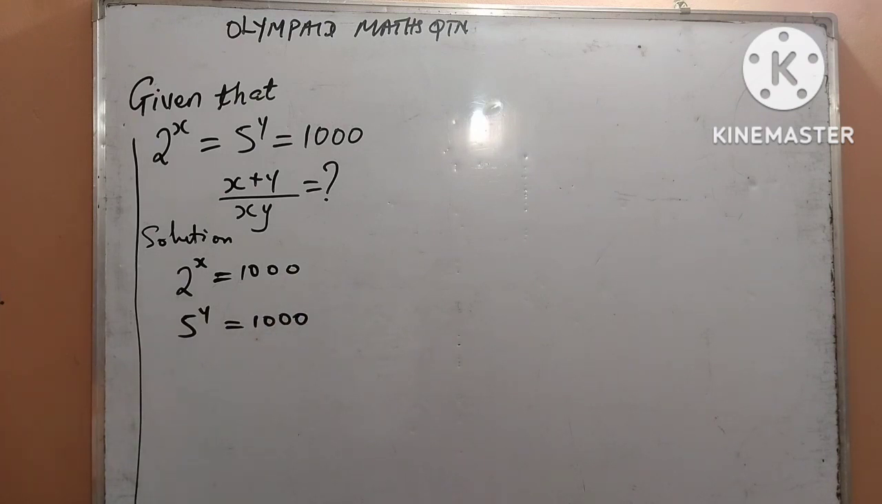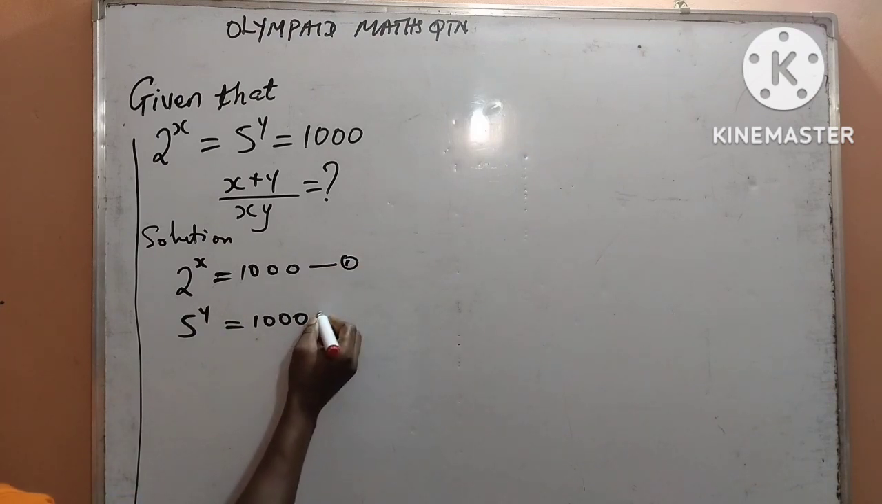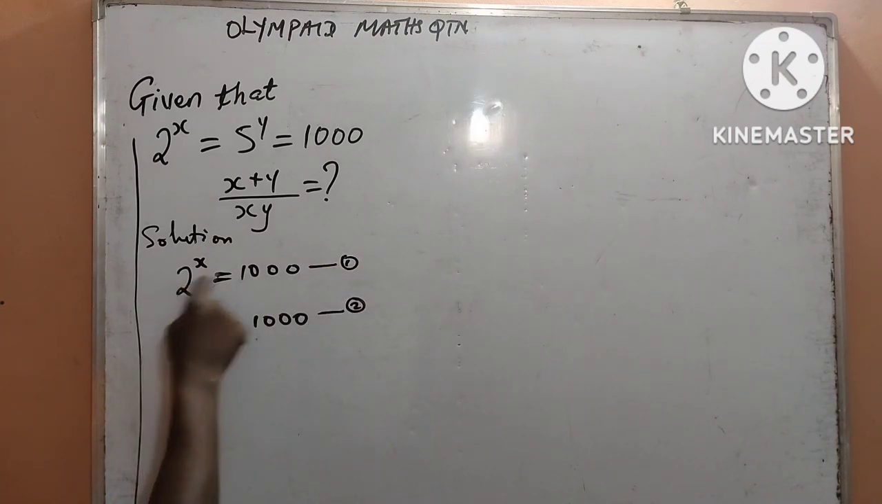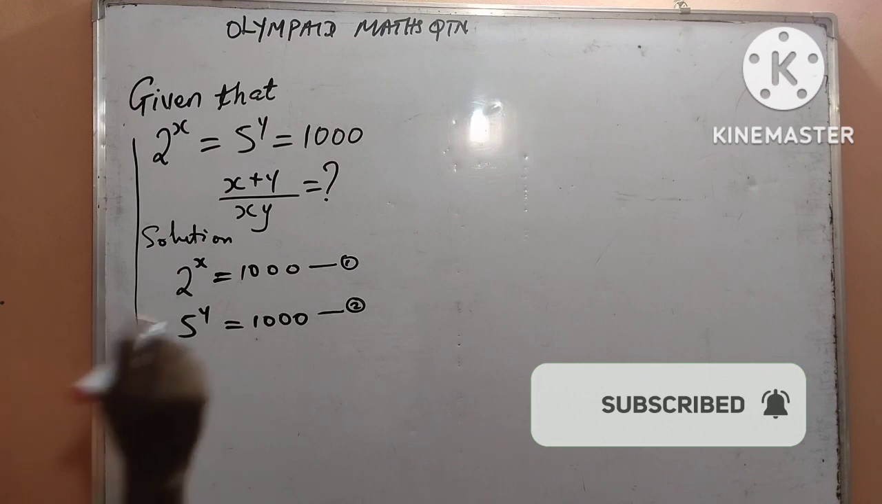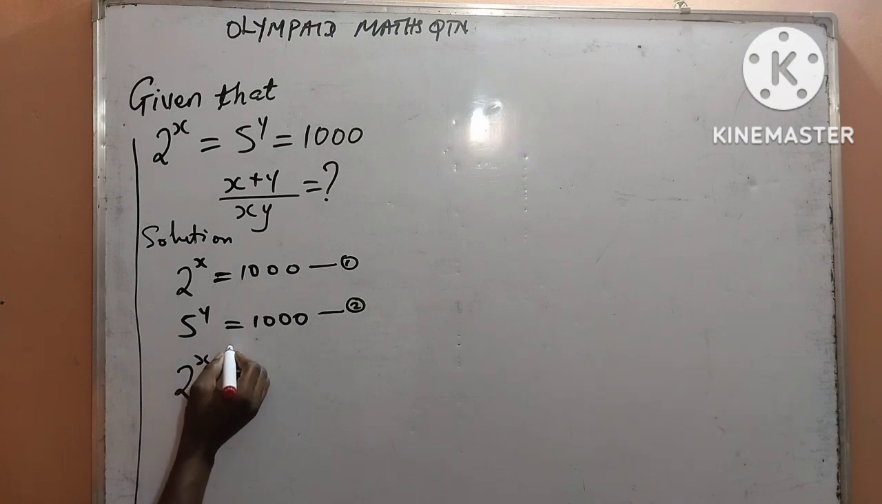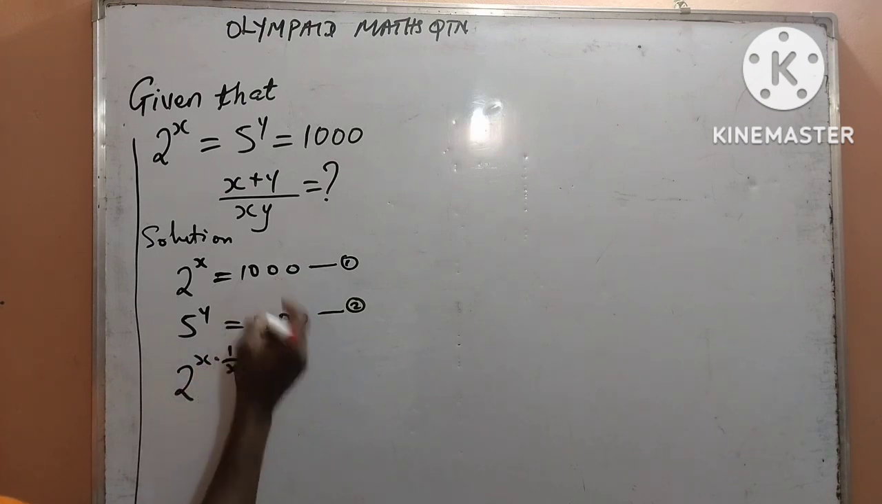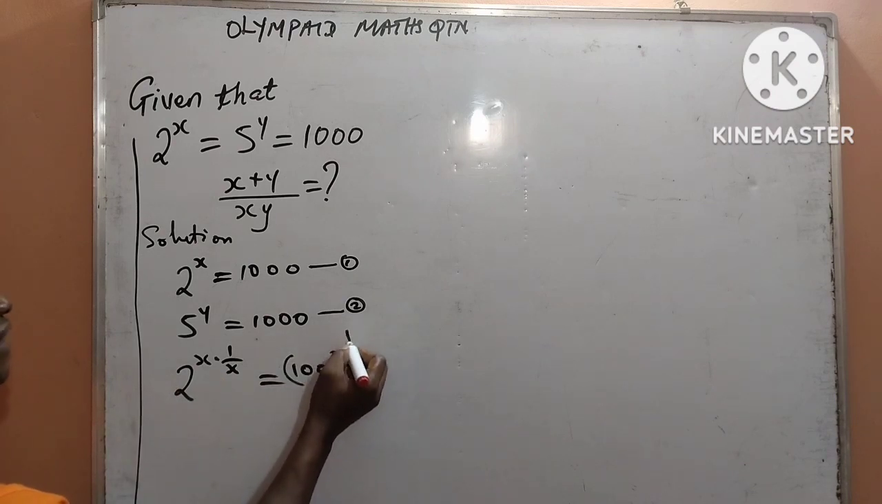At this point, I want to remove the power x and the power y from the left hand side, and to do that, I will multiply both sides. Let's make this equation 1 and this equation 2. I will multiply equation 1 by the power 1 over x, and that will be 2 to the power of x multiplied by 1 over x, equal to 1000 to the power of 1 over x.